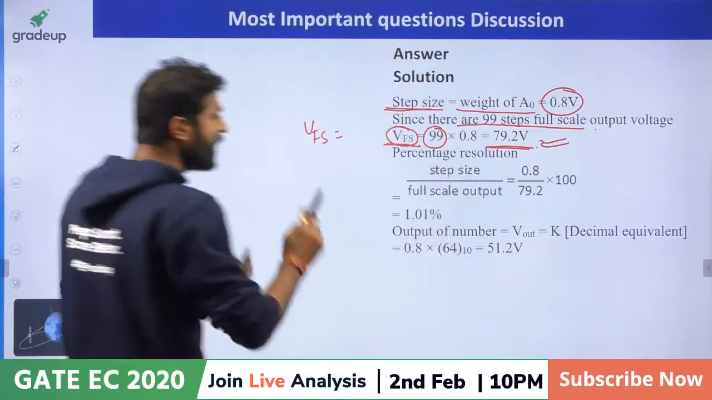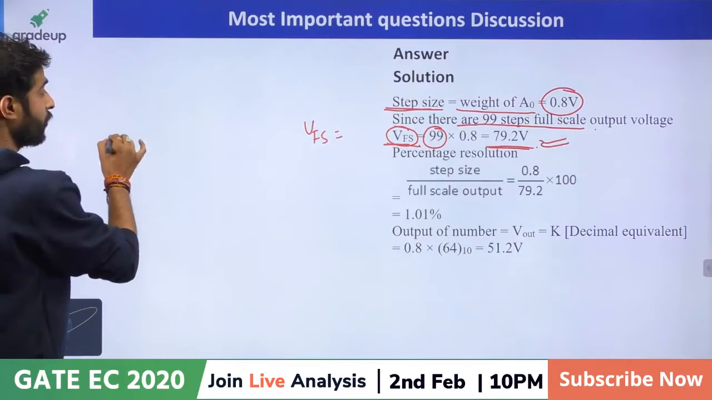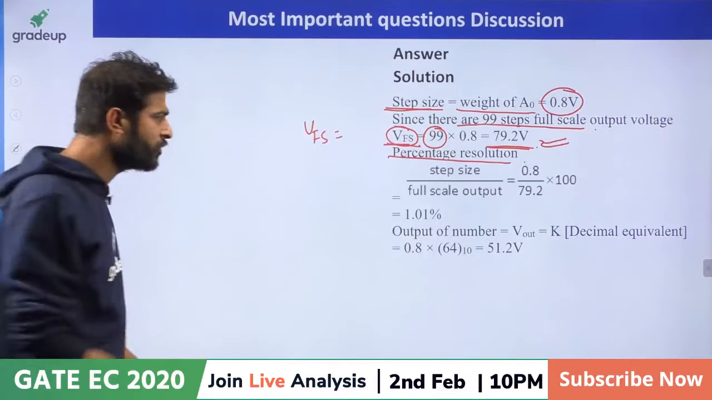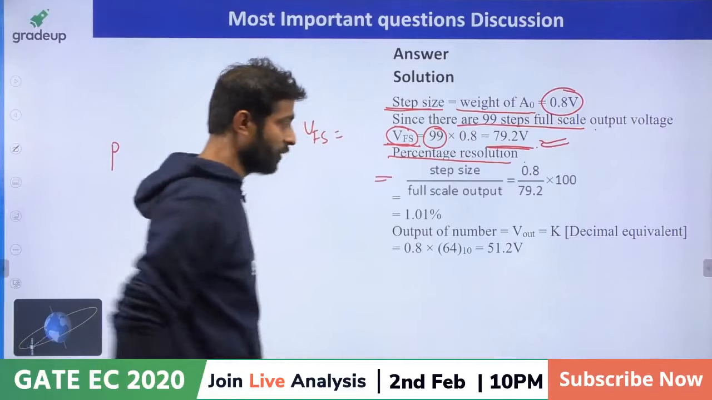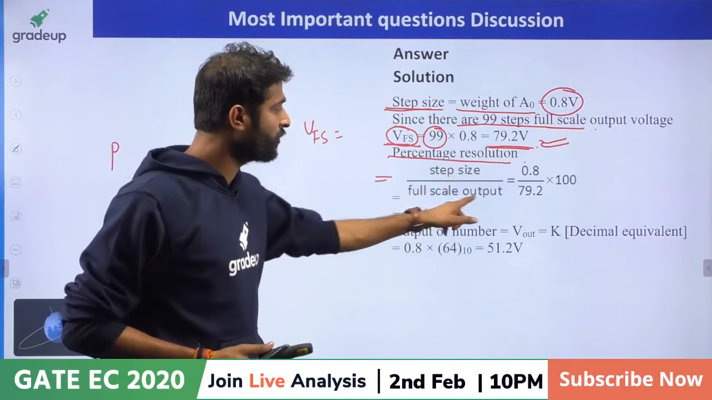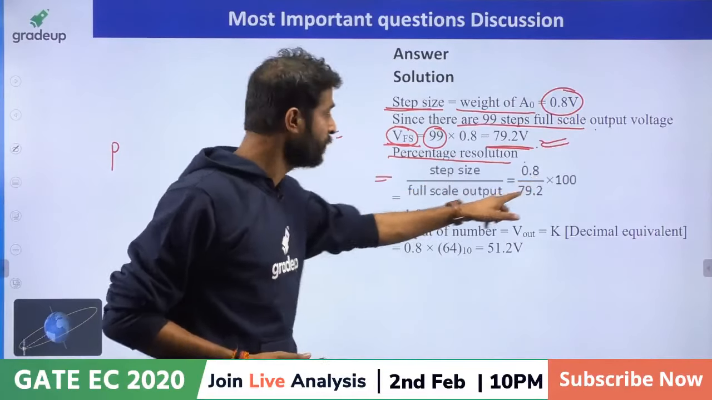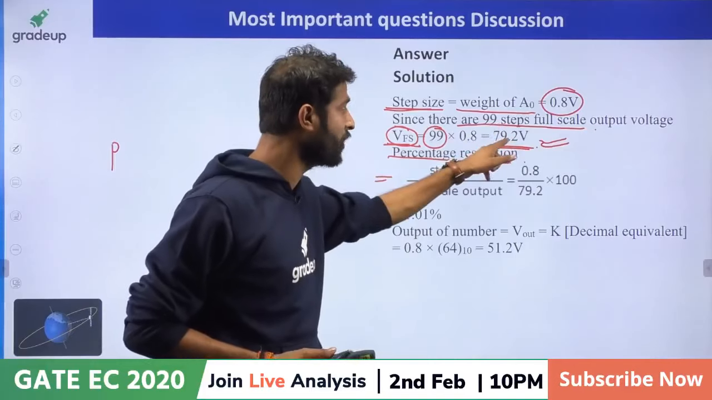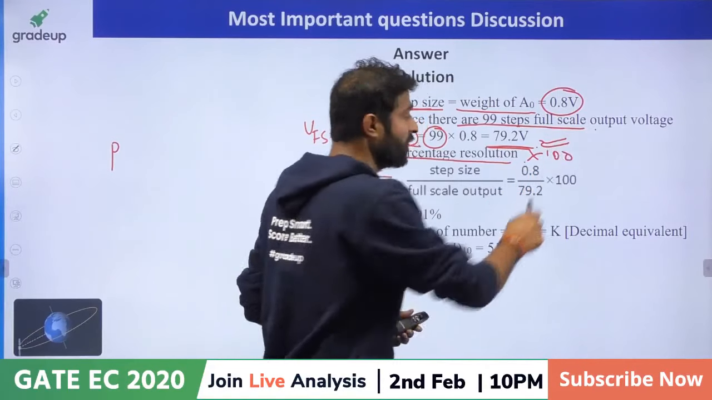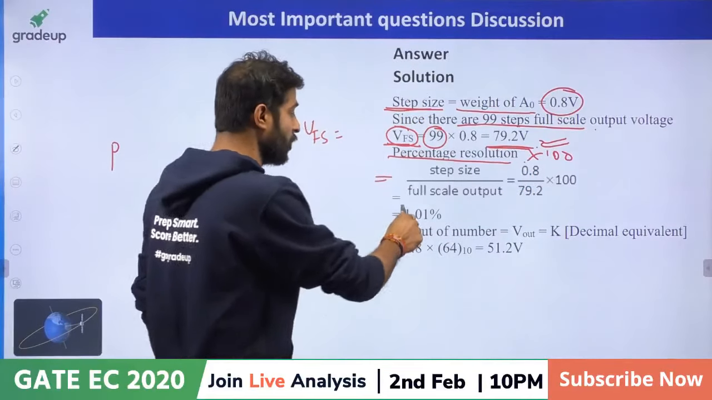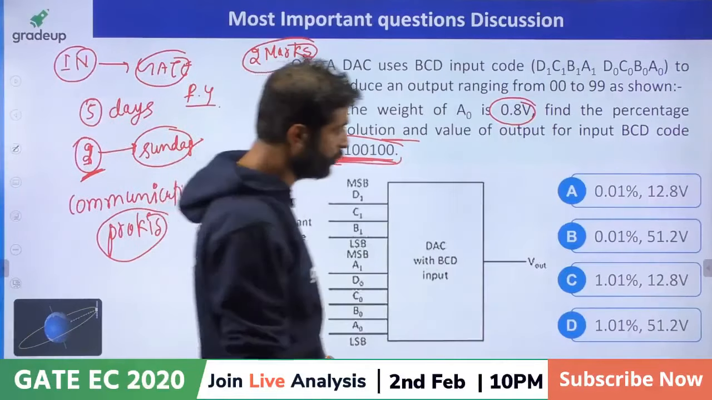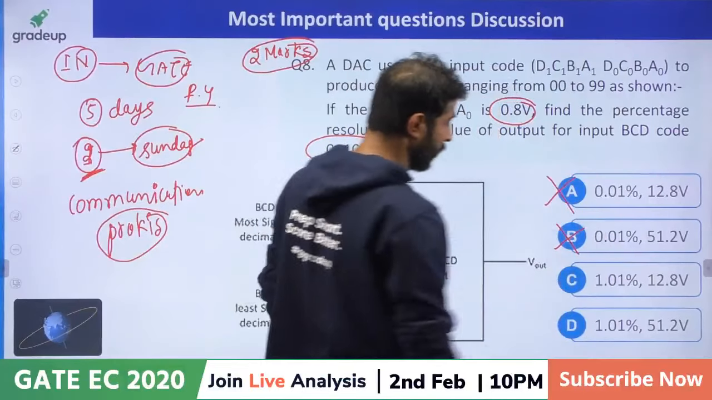Now they are not asking this one. They are asking about the percentage resolution. So what is the formula for the percentage resolution? Step size upon full scale voltage, or full scale output. What is the step size? 0.8. What is the full scale output? We have already calculated, that is 79.2. Put it in, and since they are asking the percentage, just multiply by 100. After the multiplication by 100, you get the answer 1.01%. So only this one is wrong, right?